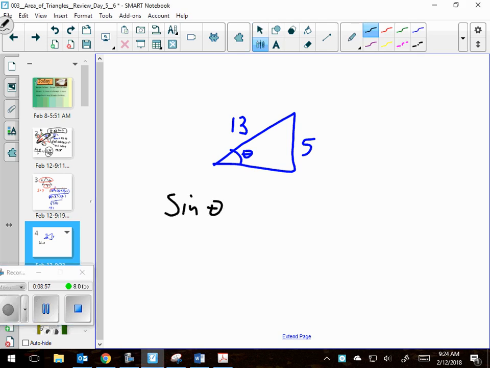Sine of theta equals 5 over 13. And how do you solve that kind? Inverse. To do inverse sine on both sides, I'll do it in red.